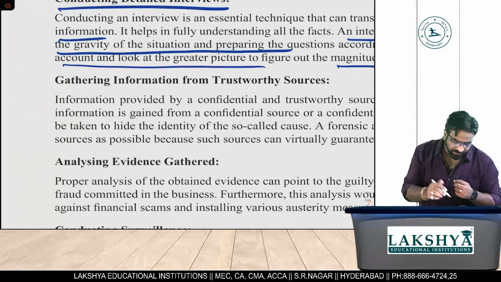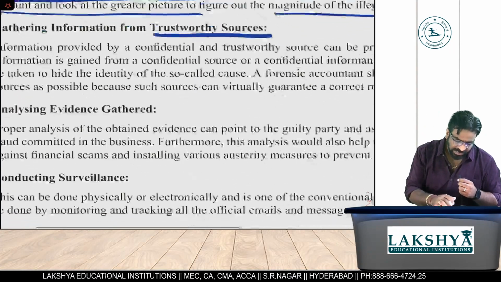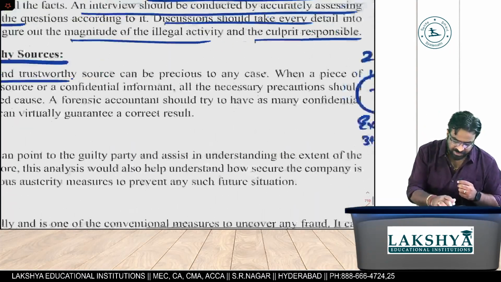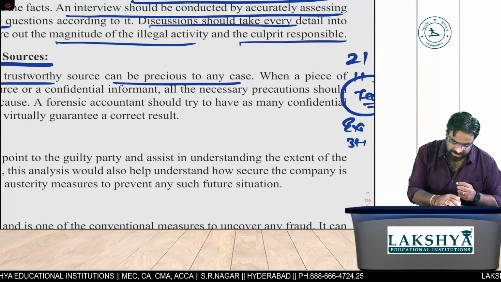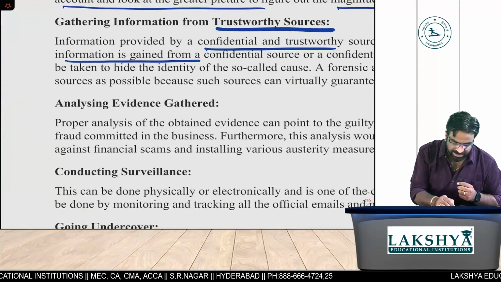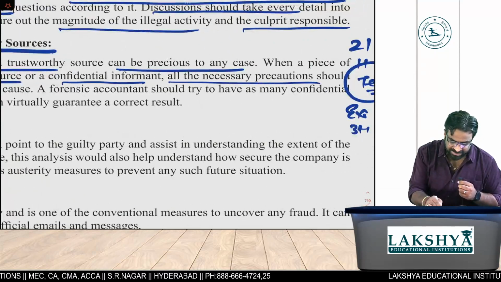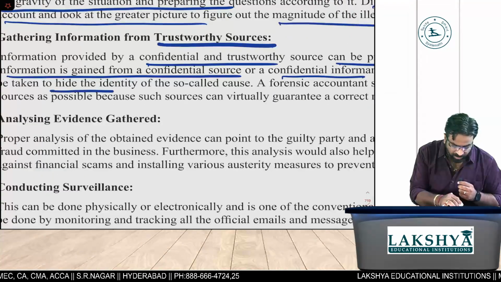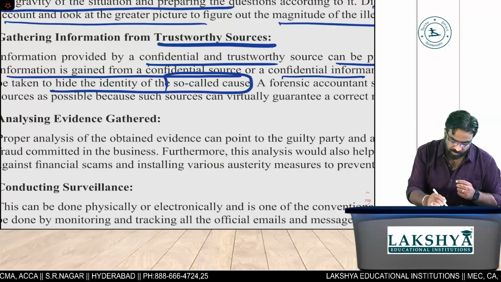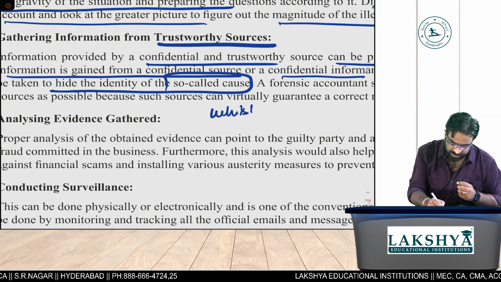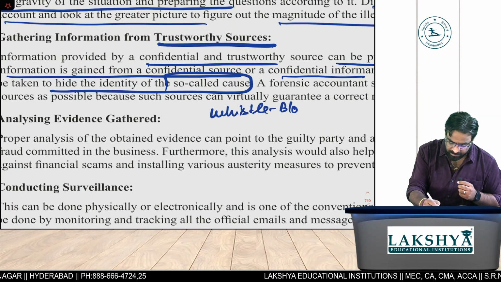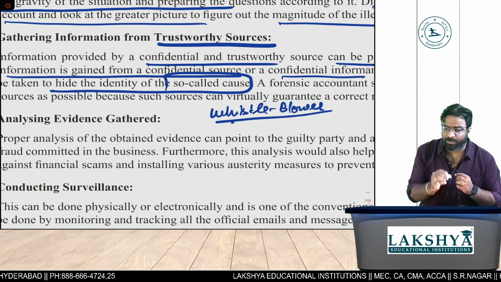Gathering information from which sources? Information provided by a confidential and trustworthy source can be precious to any case. When a piece of information is gained from a confidential source or a confidential informant, all the necessary precautions should be taken to hide the identity of what? The so-called informant. It is nothing but they are talking about which policy? Whistleblower policy. What is whistleblower policy?